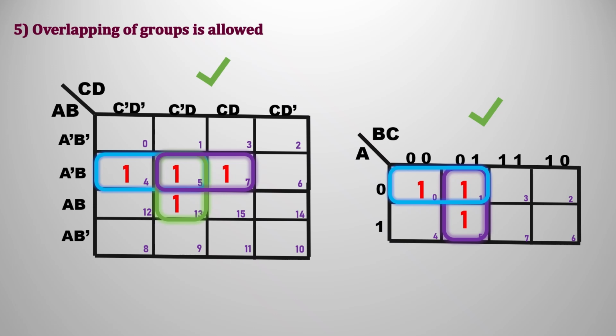The next point is that overlapping of groups is allowed. If you consider this, there are 3 groups in total. The 3 groups are overlapped at the 5th position, and that is allowed. In the second one also, the overlapping is done at the 1st position, and that is allowed.